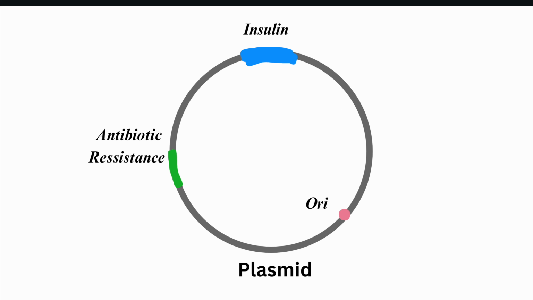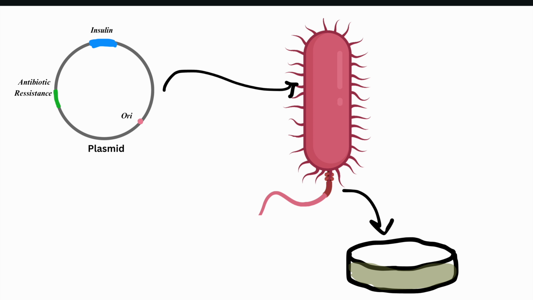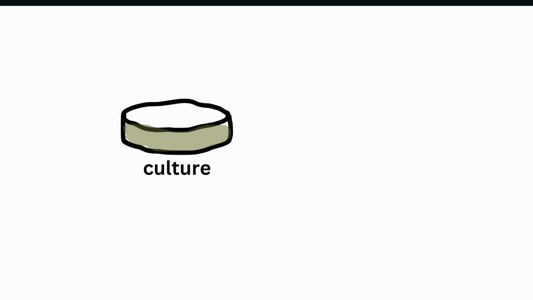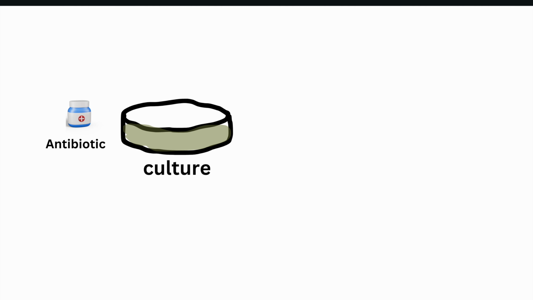With our plasmid, we can insert it into bacteria, which could be E. coli, and then culture them. Now we can use our antibiotic resistance gene to select for the bacteria that have actually taken up the plasmid. So how that works is that we have our bacterial culture, which has millions of bacteria. Then we use a bit of antibiotic and we put it into our culture.